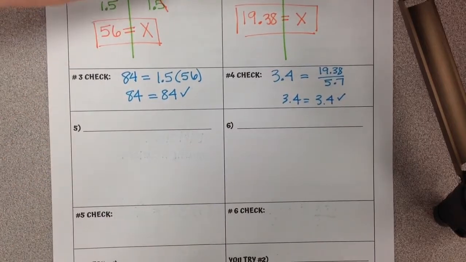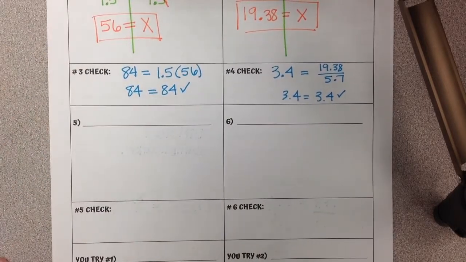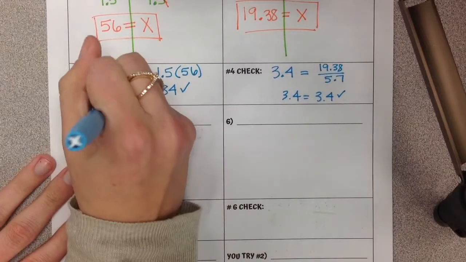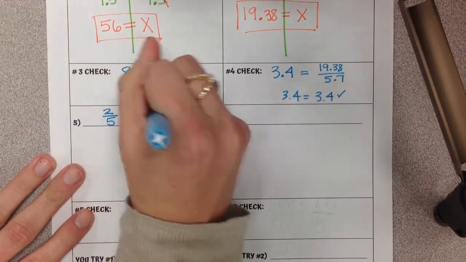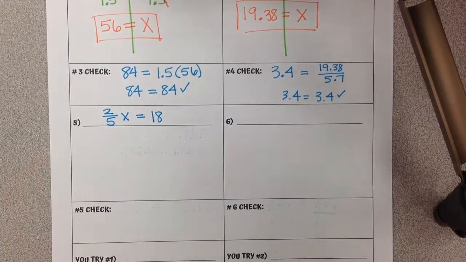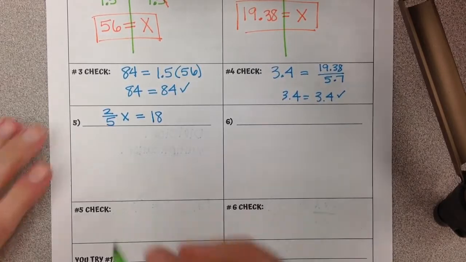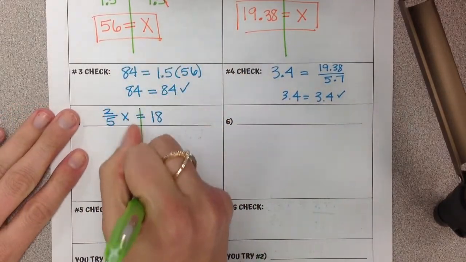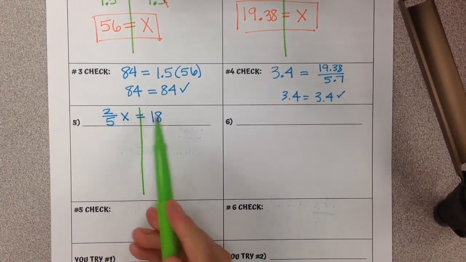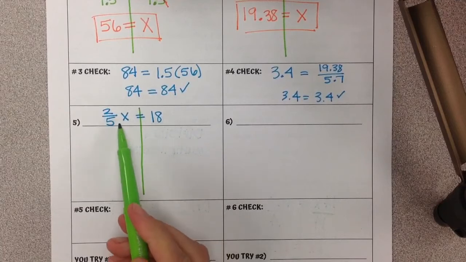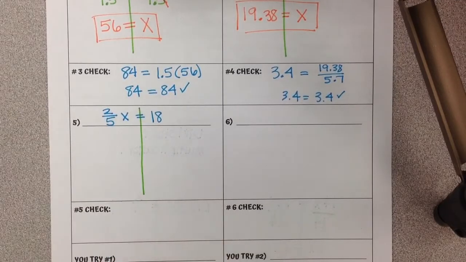All right, number 5. So we've got 2/5 x equals 18. So we did whole numbers, we did decimals, now we're moving on to our favorite, which is fractions. So again, as always, step 1, draw the line through the equal sign. Next thing we're looking for, which side is our variable on? In this case, it's on the left side here.